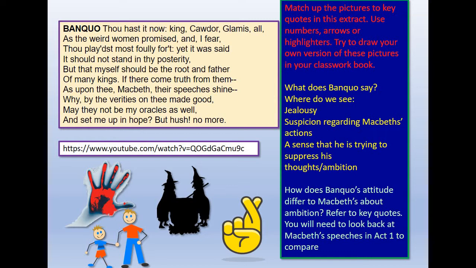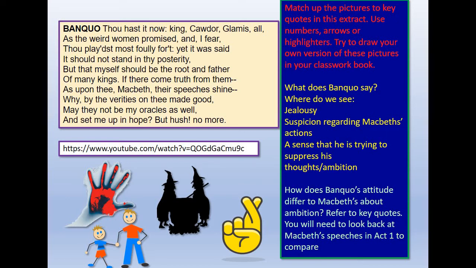And then my greens and purples, sorry, because I know I've got some purples in there. So think about this. How does Banquo's attitude differ to Macbeth's about ambition? Refer to the key quotes, okay? So key quotes from this speech, but also key quotes from Macbeth. In order to do this, you're going to have to look back at Macbeth's speeches in Act 1, and you're going to have to compare.